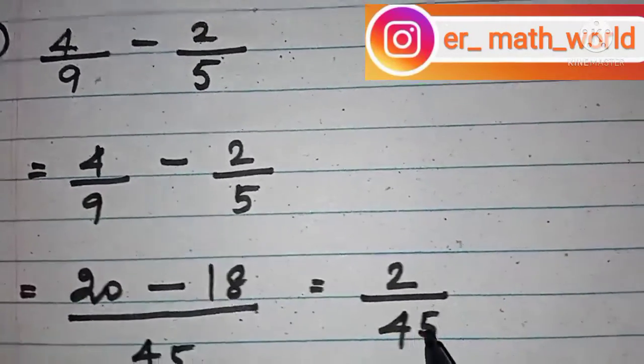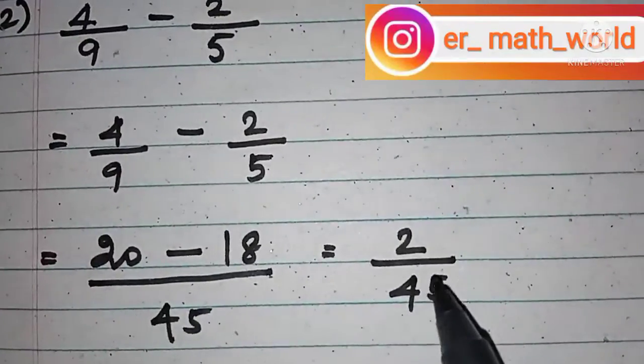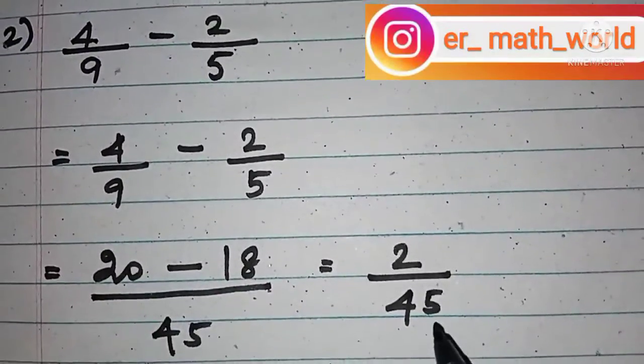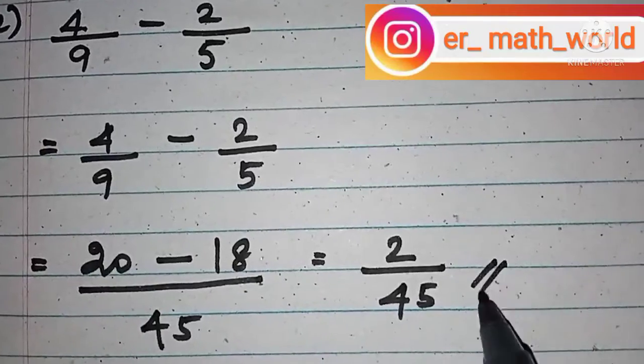Now you have to check: is it possible to make it simplest? No, because 2 and 45 will not come in the same table. So this is the final answer.